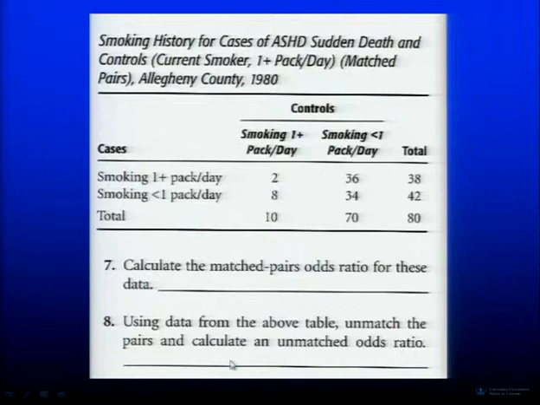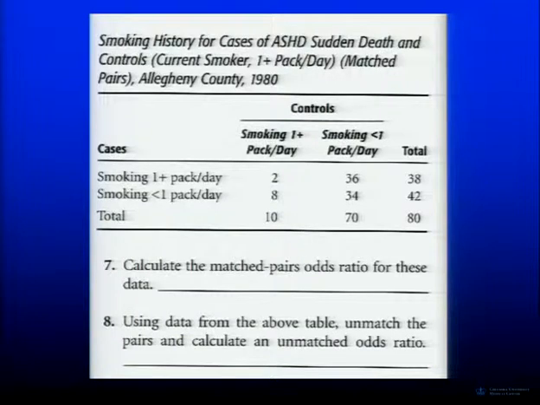And then here we have smoking, and we're looking at sudden death. We have whether or not the people were cases, they had sudden death, whether they were controls, and then we looked at smoking, more than a pack a day or less than a pack a day. So if we were going to do a matched pairs analysis, can someone tell me what the answer would be for the odds ratio for this table? (36/8), is that what I heard? That's correct. So that's B over C. That's simply what you're doing for the matched analysis.